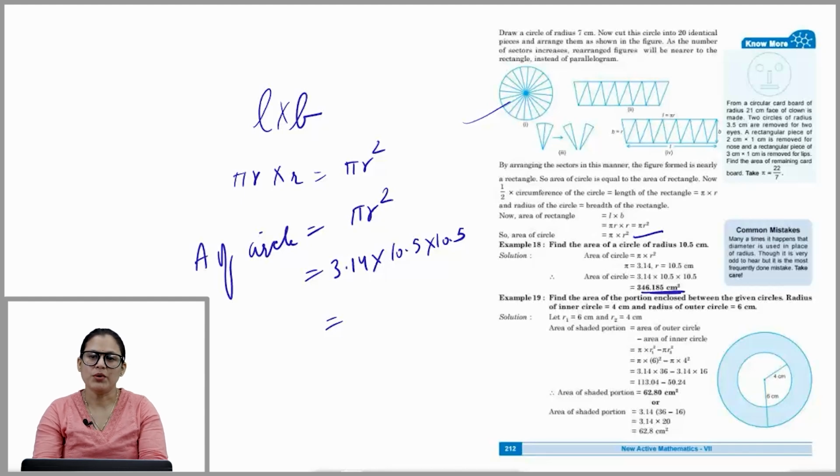Right? Common mistakes. Many times it happens that the diameter is used in place of the radius. Though it is very odd to hear, it is a most frequently made mistake. So always take care. Whenever the diameter is given, what will you do? You will first find the radius, that is d by 2. Only then will you find the area of the circle. Right, students?